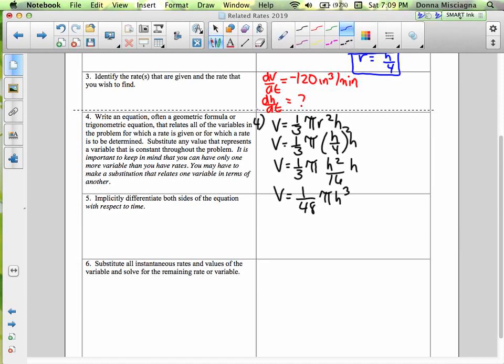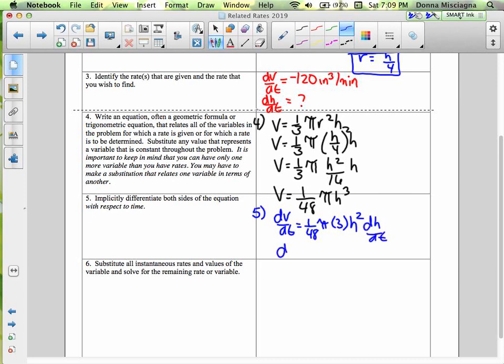So now we're on number 5. We'll take the derivative with respect to time. dV/dt equals 1/48 pi. This would be the power rule. The 3 would move in front. And the 48 and the pi are just a coefficient in front of our variable. And then the exponent reduces by 1. Let's clean that up. Oh, and then don't forget dH/dt.